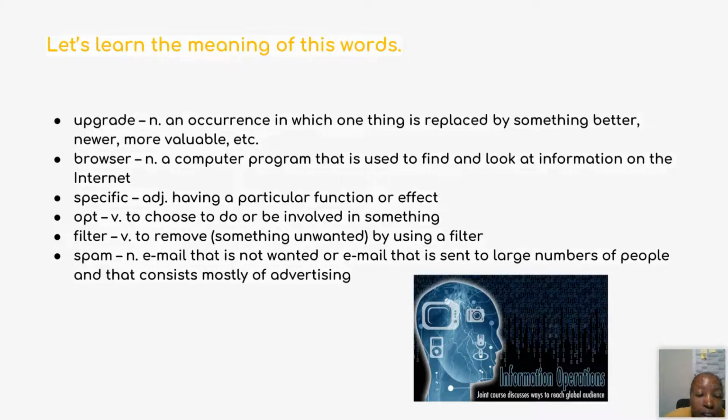Specific, this is an adjective, having a particular function or effect. Opt, this is a verb, to choose to do or be involved in something. Filter is to remove something unwanted by using a filter. And the last word that we have is spam. For example, email that is not wanted, or email that is sent to a larger number of people, and that consists mostly of advertising.